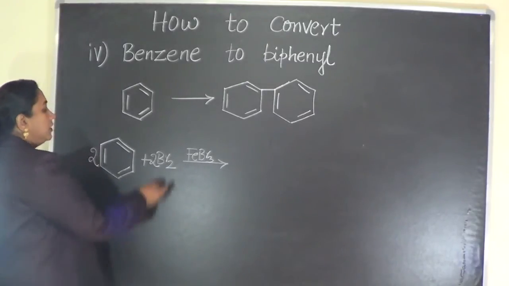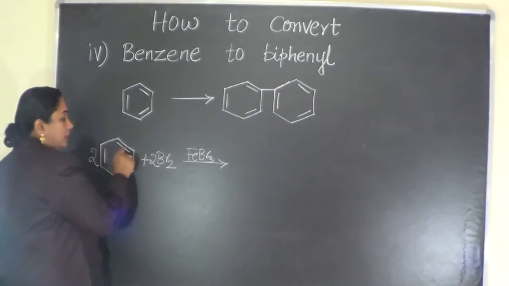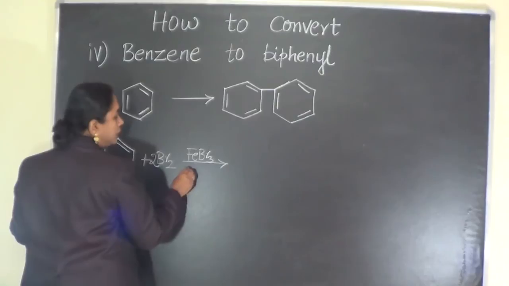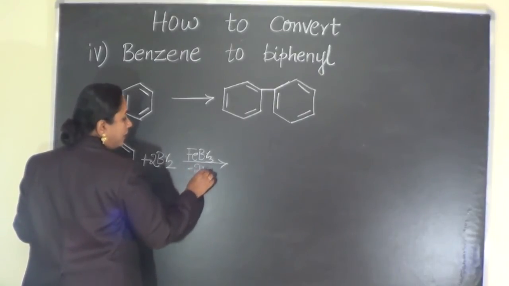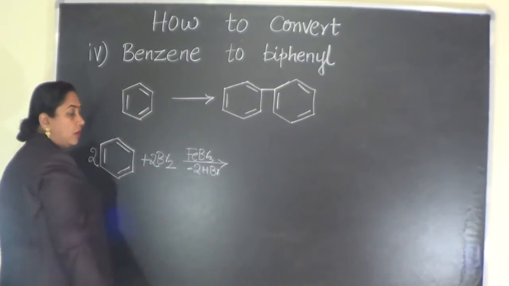What happens? One bromine from here will take an attachment to the benzene ring, and hydrogen from here will come back with one more bromine and goes out as HBr. So that is happening for two rings of benzene. Therefore, we will end up in the formation of two HBr molecules.